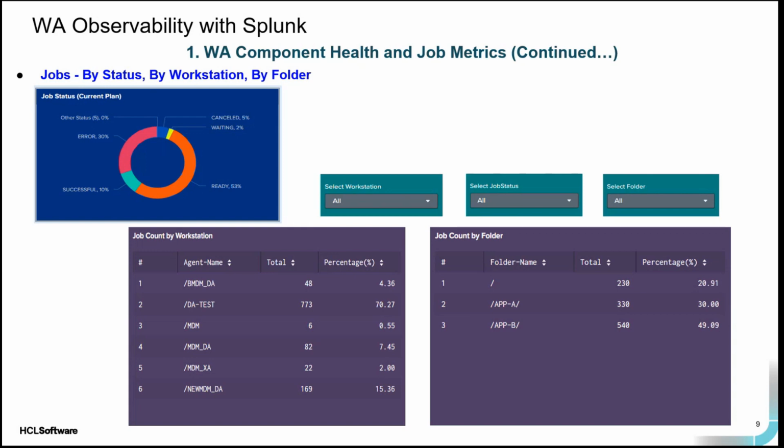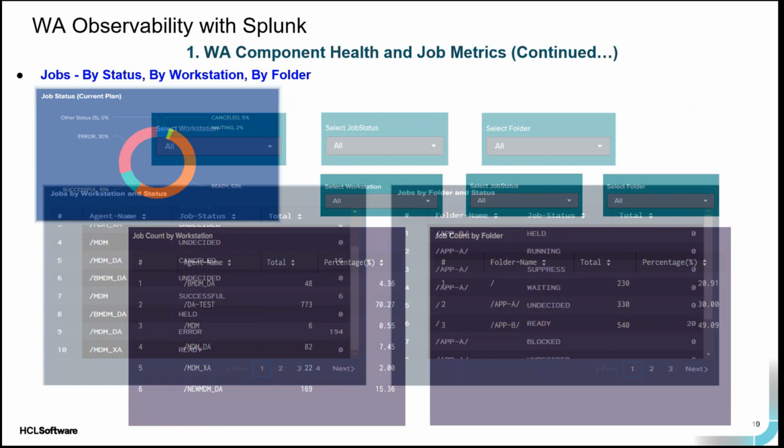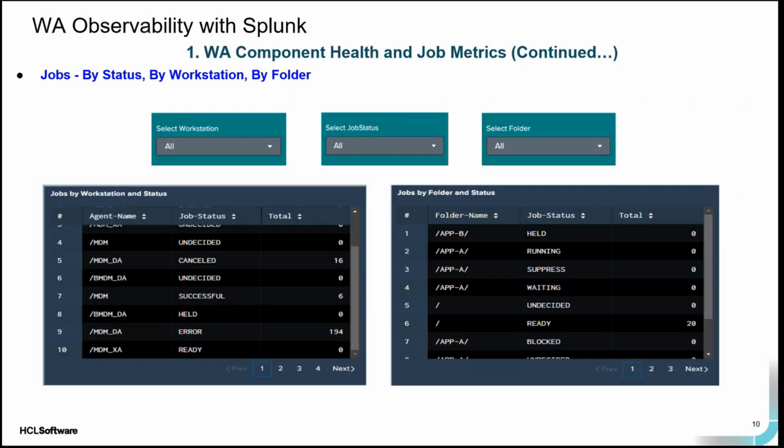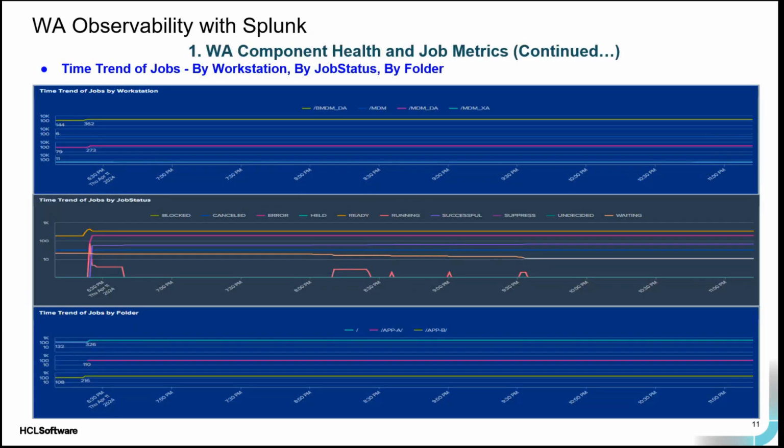We also have job count by workstations and job count by folder, including all the statuses for each workstation and for each folder. We also have workstations and the status segregated with their count, similarly for folder name and for the job status as well. And we have a time trend of jobs by workstation, job status, and folder.